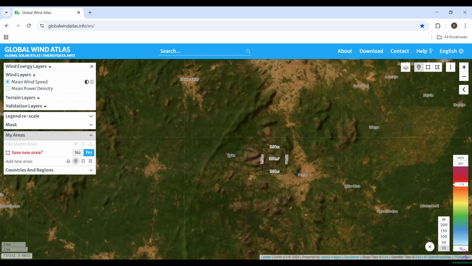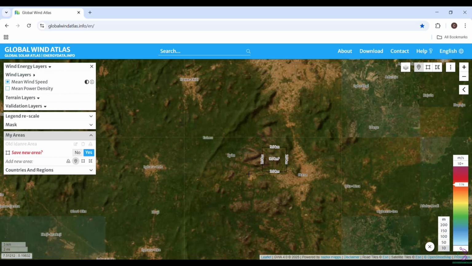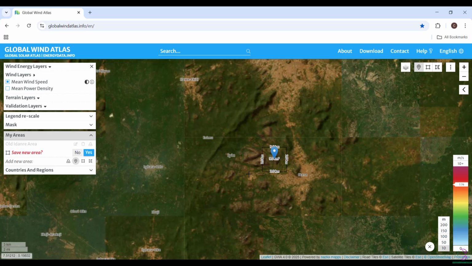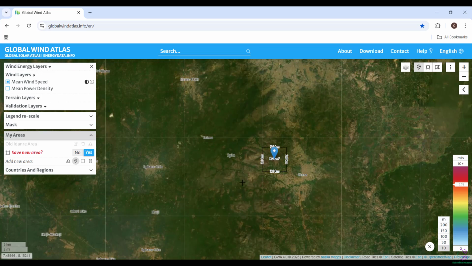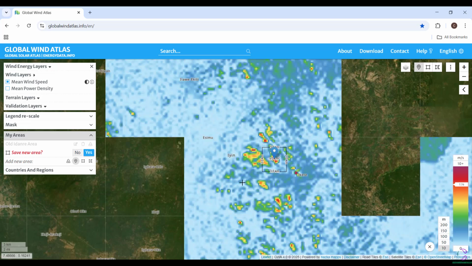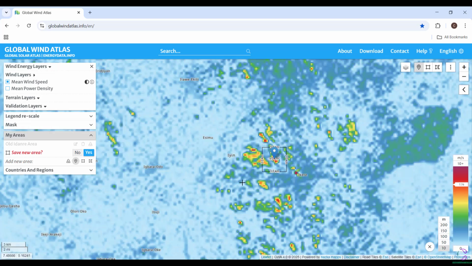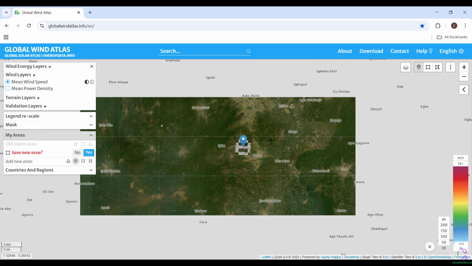This is 7.7 meters per second. So this is where you can actually cite a leader to do further verification assessments, and this is all at 10 meters height above mean sea level, which is quite favorable.